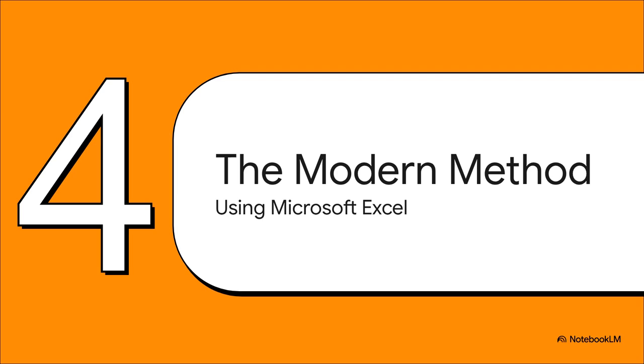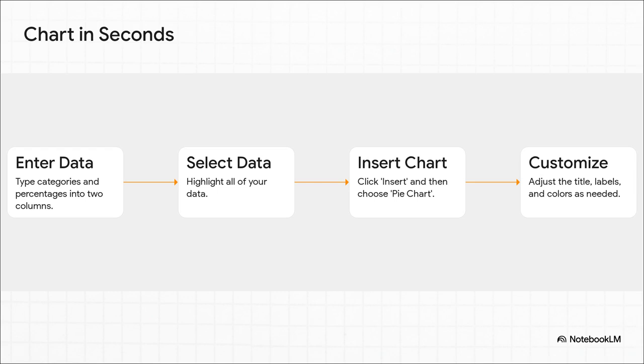Okay, so that was the careful manual process. Now let's flip the script and look at the speed and insane efficiency of the modern method. We're talking about a tool most of us already have on our computers, Microsoft Excel. This is a practical skill you'll use all the time. And you will not believe how simple this is. You just type your data into two columns, highlight it, click Insert, find the pie chart button, and bam, the chart is just there. It's instantly created. From there, you just spend a few seconds customizing the title and colors to make it look sharp.